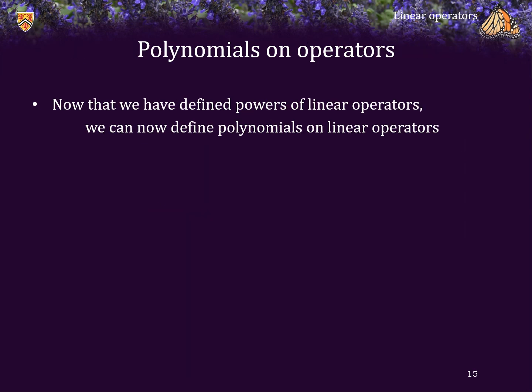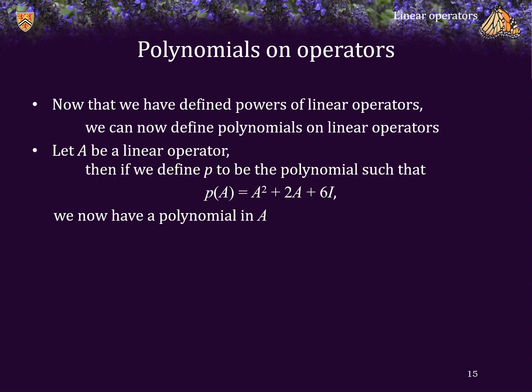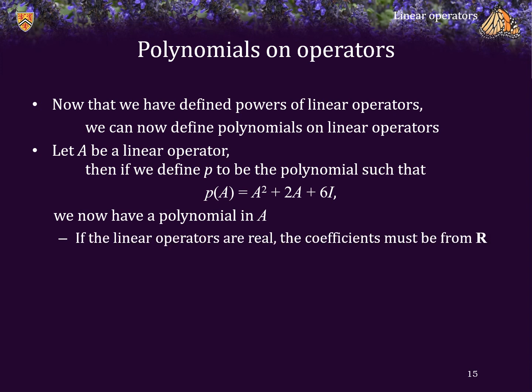Now that we have defined powers of linear operators, we can also define polynomials on linear operators. Let A be a linear operator. Then if we define P to be the polynomial such that P of A is equal to A squared plus 2A plus 6 times the identity operator, we now have a polynomial in A.